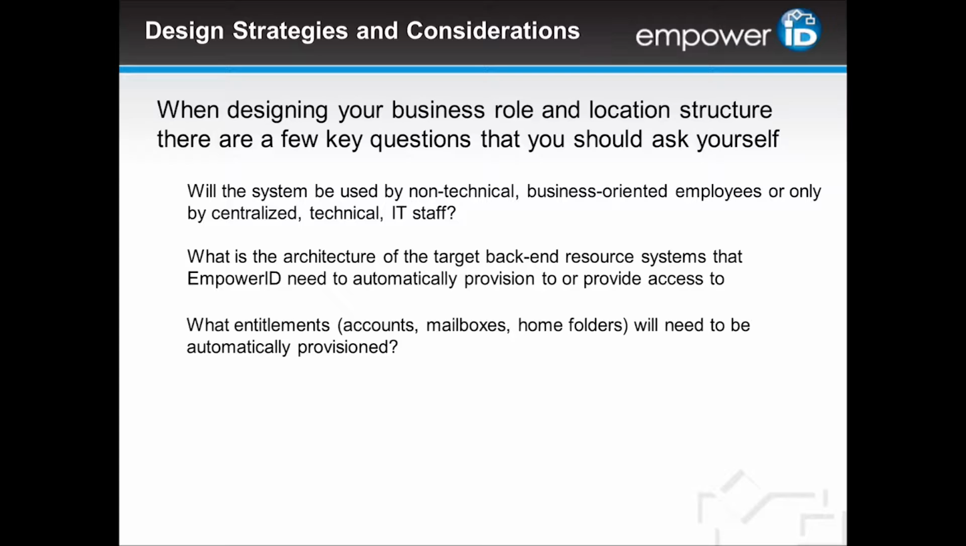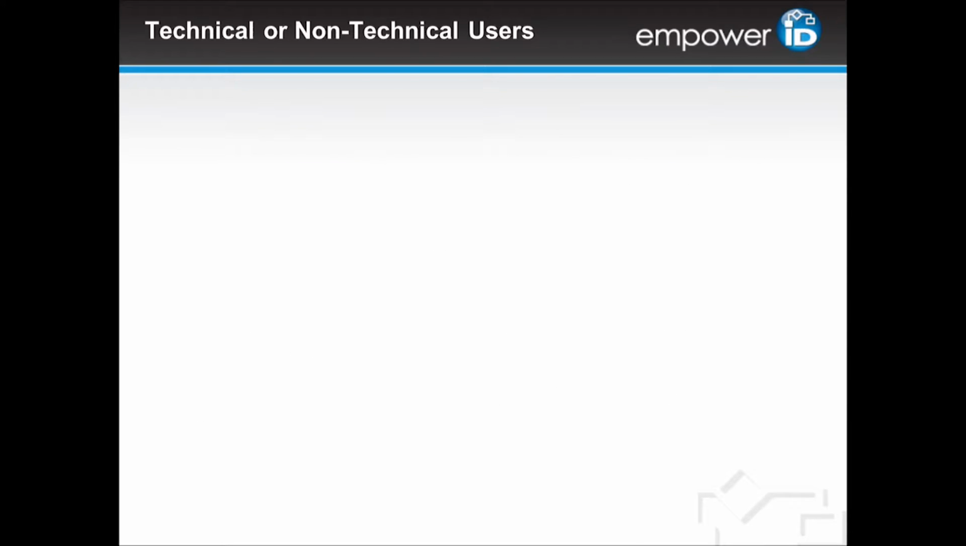And then what entitlements, such as accounts, mailboxes, home folders, etc., will need to be automatically provisioned? And then what are my other access assignments that I need to do automatic provisioning of? So let's take each of these questions and explore it a little bit more.